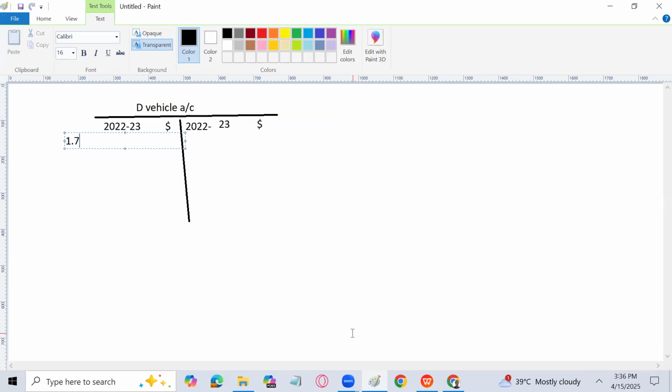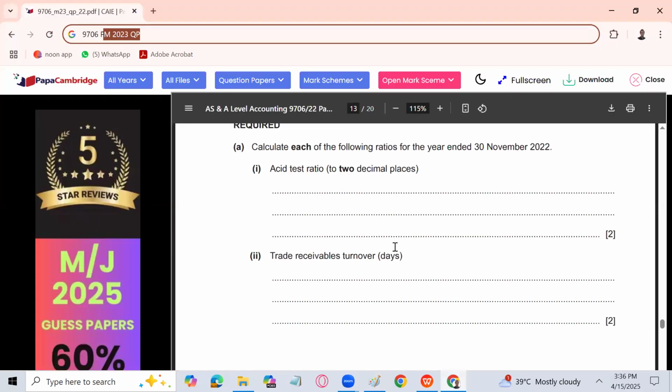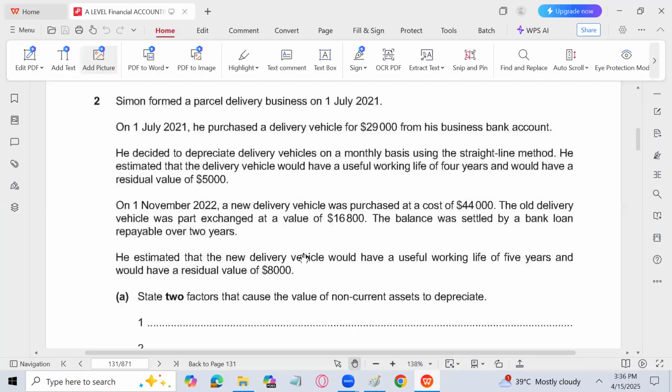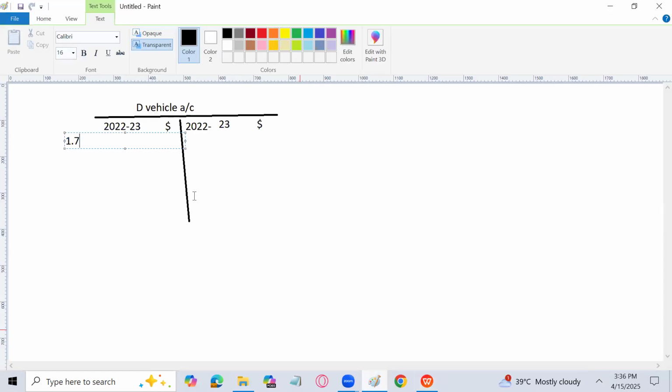Let's see if there is any balance brought down. Let's go with the question. We have a balance brought down of how much? Of 29,000. Why? Because we are preparing the asset account from 2022 to 23, and this asset, the delivery vehicle, has been purchased on 1st July 2021. So you already had it in hand, so you will write here 1/7/22 and that is brought down 29,000.